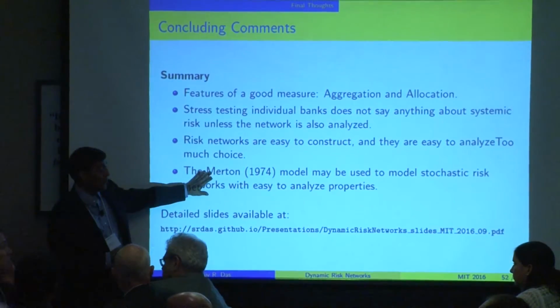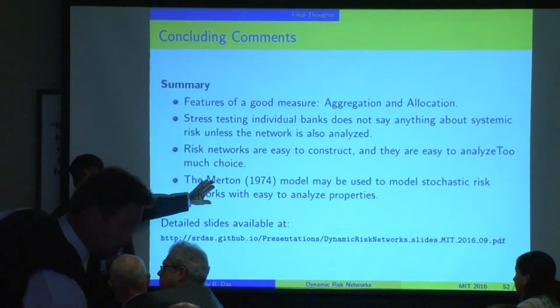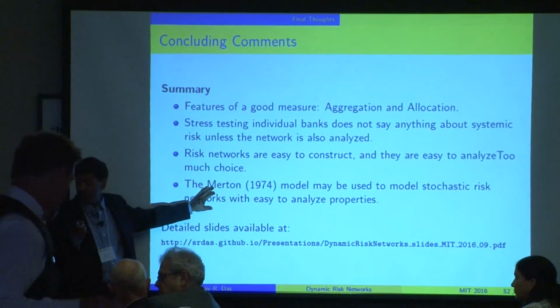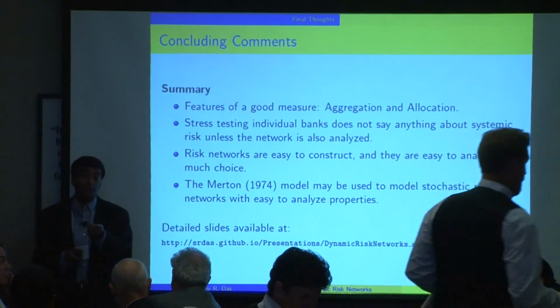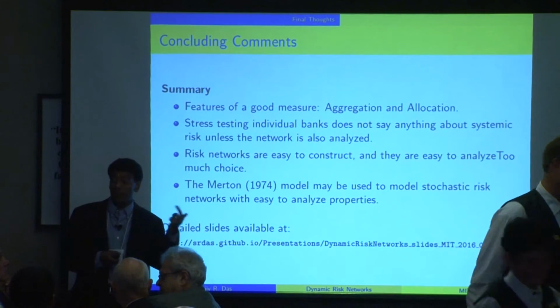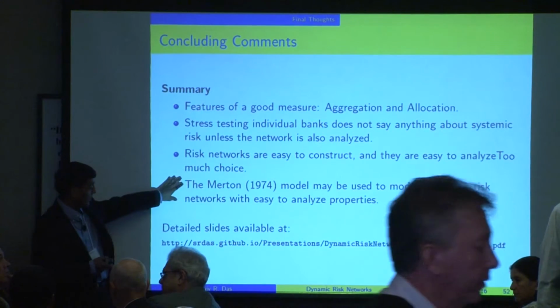If you want a dynamic network, you could try and use something like the Merton model, which already has a stochastic process that's well worked out, and then build everything on top of that. Build the network on top of the Merton model, build the probabilities of default and the size of these banks off the Merton model as well.